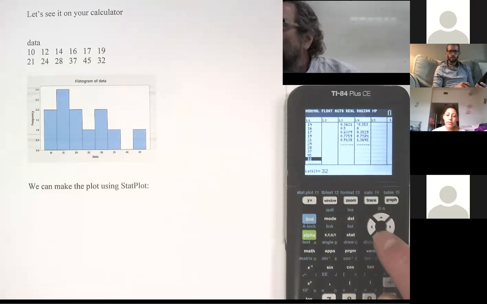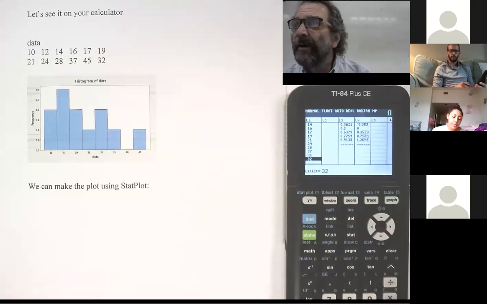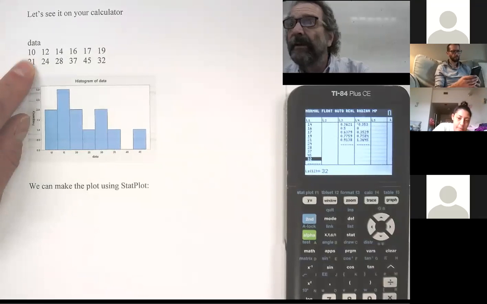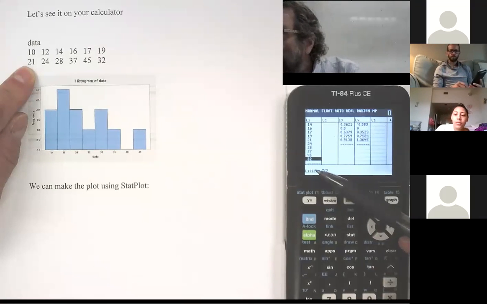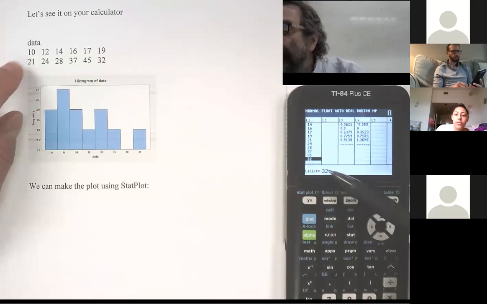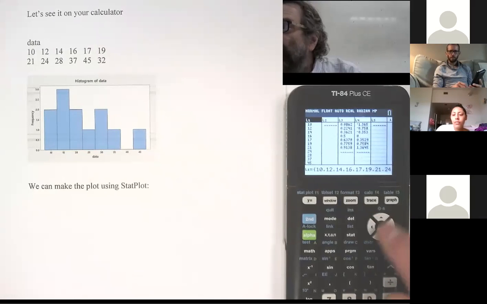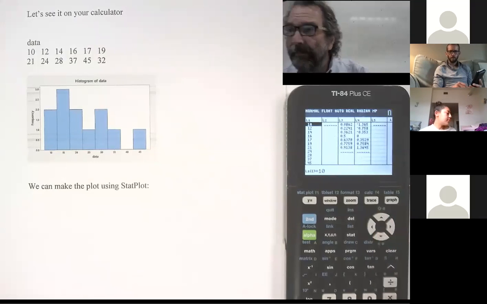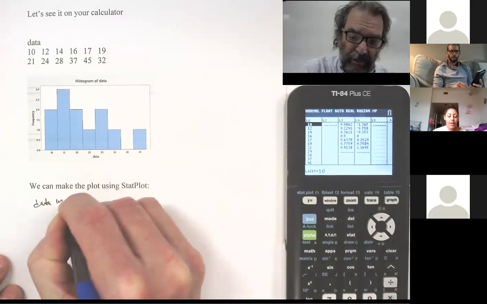According to this, there's 12 values. So there's 12 there, over here. And I see downstairs here, there's a little 12 in here. That says that's the 12th value. So that's nice. The 12th one is 32. And I go up to the top again, take a look. So 10, 12, 14, 16, 17, 19, 21, 24, 28, 37, 45, and 32. There it is. Okay. And so I want to make a note here. Data is in L1 like that.